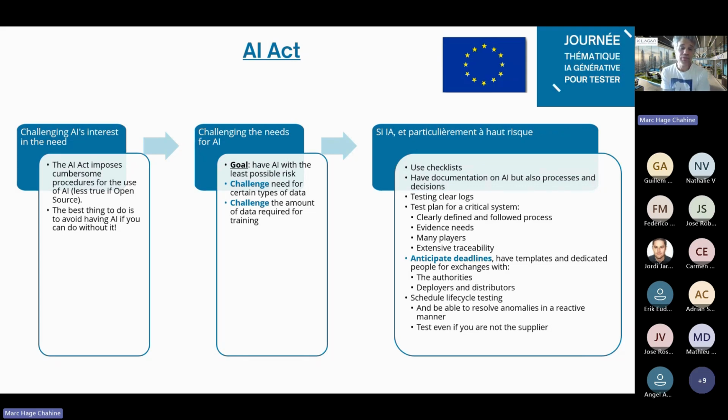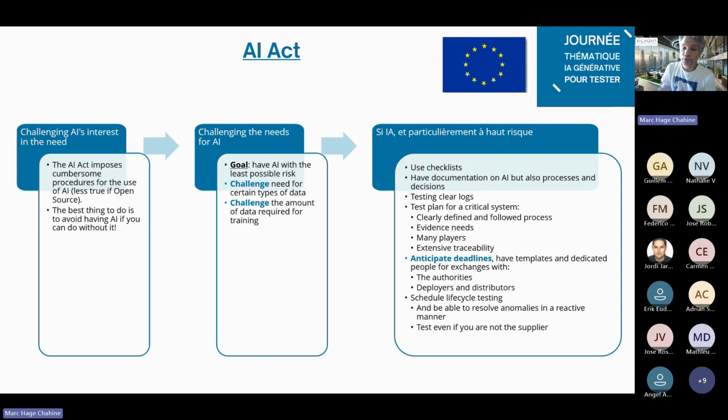And if you have a high risk AI because it's mandatory, because you are working on a sensitive subject, then do checklists because there are a lot of things. Make sure that you do the documentation and tests. You have to test all the logs because it's really important to be able to share the logs and to keep them. You have to build a test plan for a critical system, a critical product. One of the things is to anticipate deadlines because there are a lot of documents.